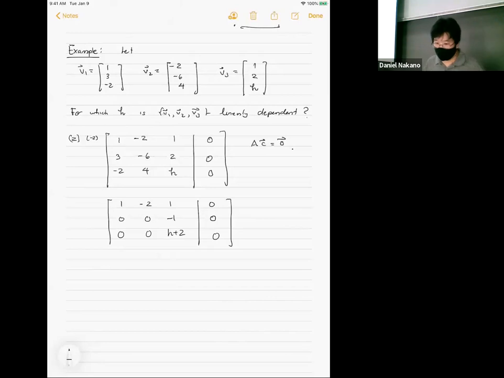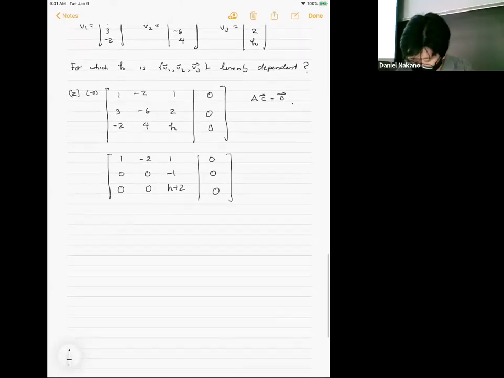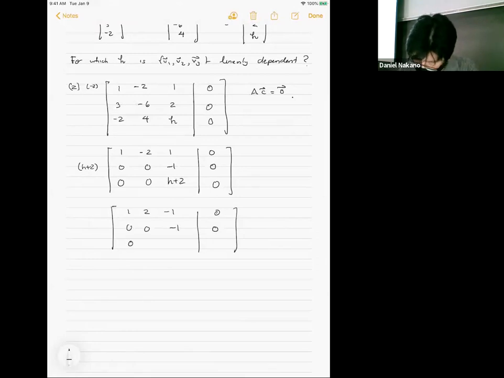Okay, so we're not quite done yet. Can anyone tell me what's going to happen right now? There's going to be a free variable. And so I can eliminate the last one by multiplying the second row by h plus 2 and adding it to the third row. Then I get 0, 0, 0, 0.